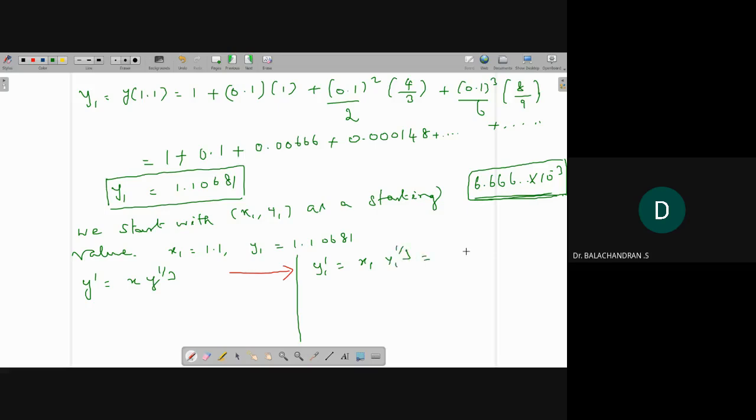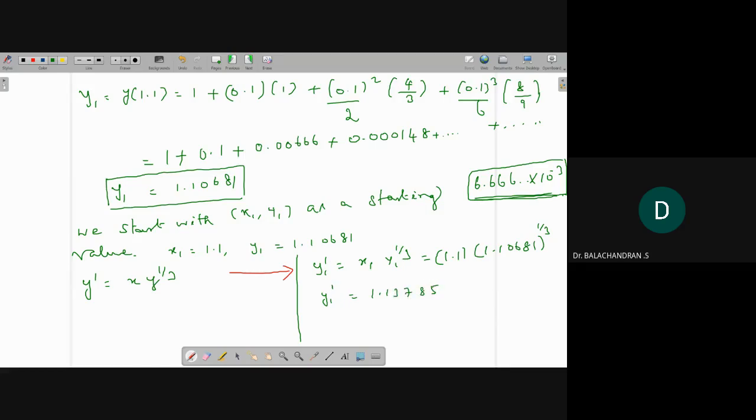x1 is 1.1, y1 is 1.1010681, whole power 1 by 3. So please tell what is y1 dash. 1.137... 1.13785. Okay.